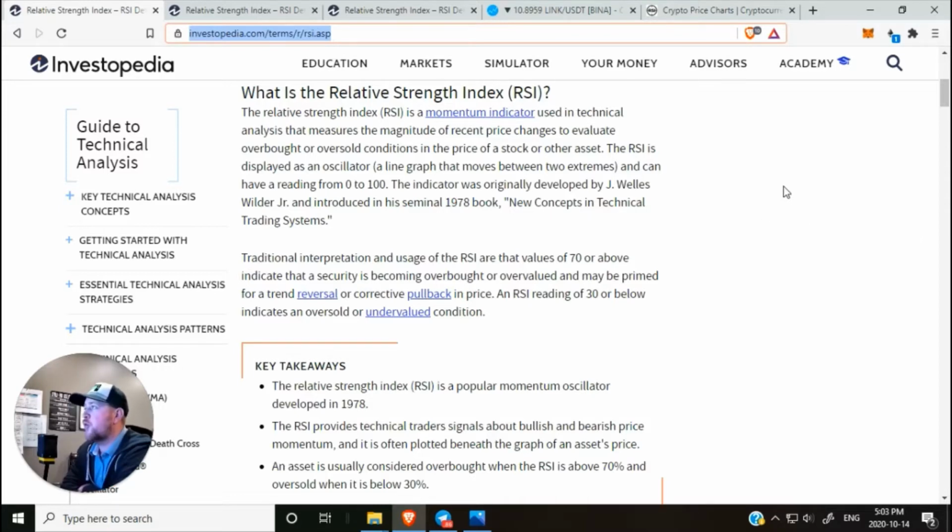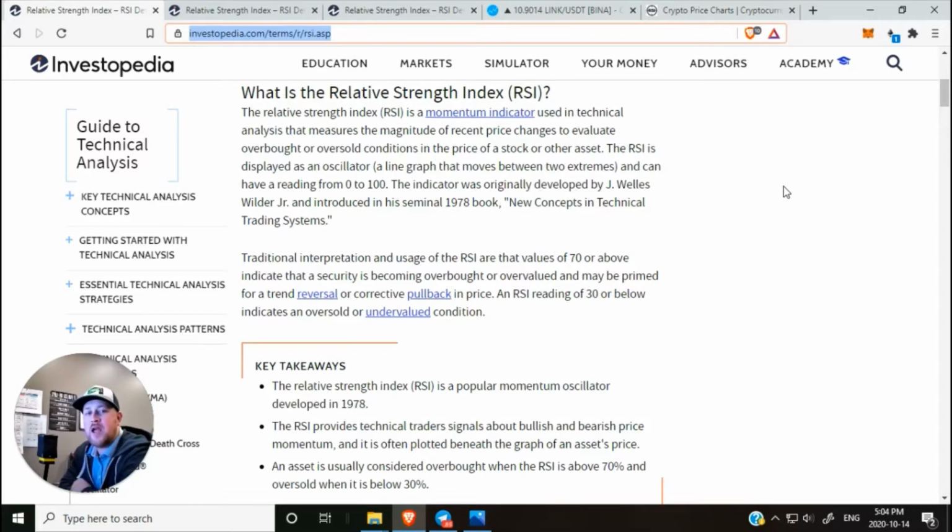Okay, so what is the Relative Strength Index, RSI? The Relative Strength Index is a momentum indicator used in technical analysis that measures the magnitude of recent price changes to evaluate overbought or oversold conditions in the price of a stock or other asset.